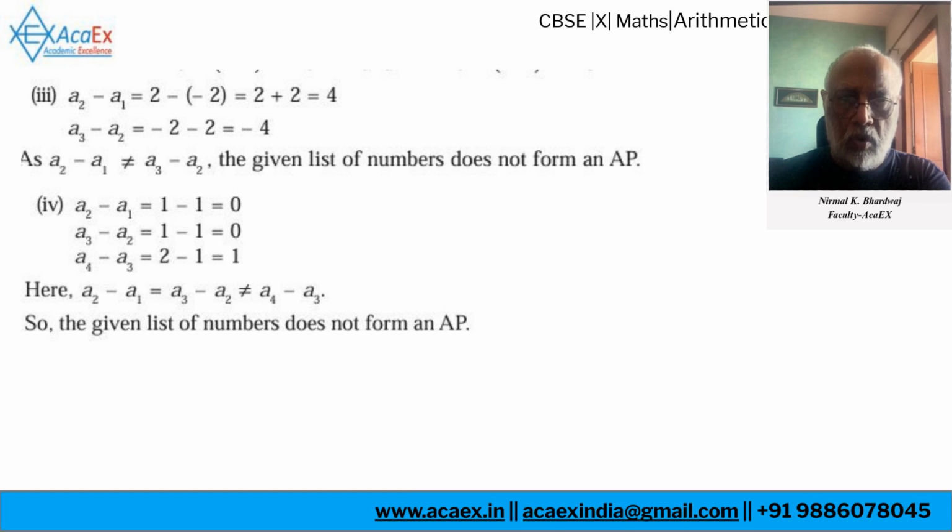Continuing Example 2. Negative 2, 2, negative 2, 2. The difference between the second and first term is 4, but the difference between the third and second term is negative 4. Since the differences are not the same, this is not an AP. 1, 1, 1, 2, 2, 2. The difference between the first few terms is 0, but the difference between the fourth and third term is 1. Since the difference is not constant, this is not an arithmetic progression.